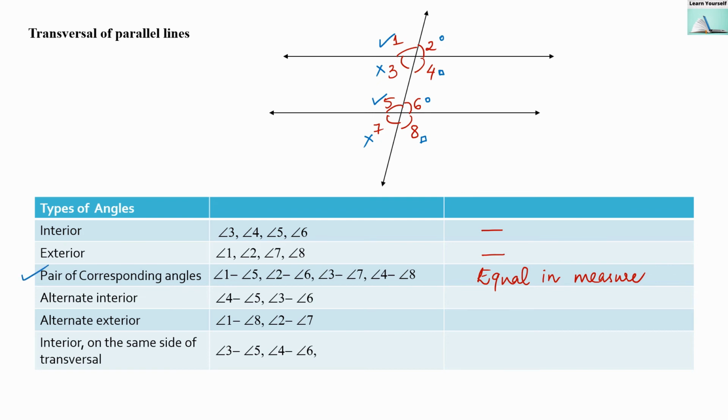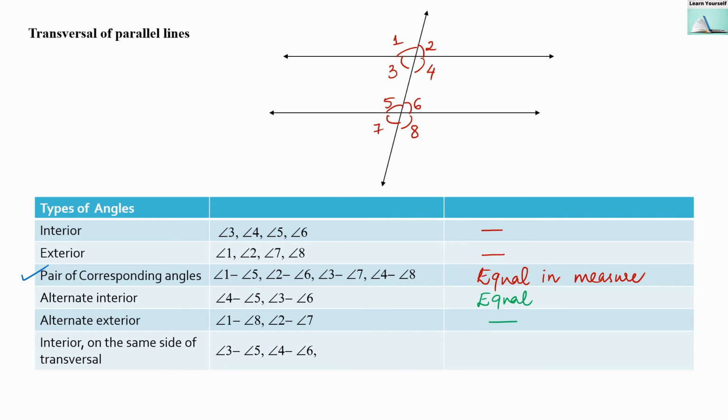Second, pair of alternate interior angles. Now alternate interior angles are 4 and 5. These are interior angles diagonally opposite. So 4 and 5 and 3 and 6. So there are two pairs of alternate interior angles. They are also equal in measure. Both pairs of angles are equal.